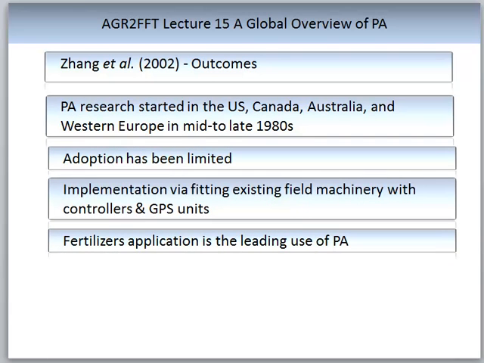Precision agriculture research started in the US, Canada, Australia and Western Europe between the mid to late 1980s, while adoption has been very limited in all of these countries. The limitation of adoption has been reviewed in this paper. Where adoption has occurred, it has been suggested that it is limited to the fitting of existing field machinery by adding both controllers and GPS units. The largest application of PA has been that of applying fertilisers.